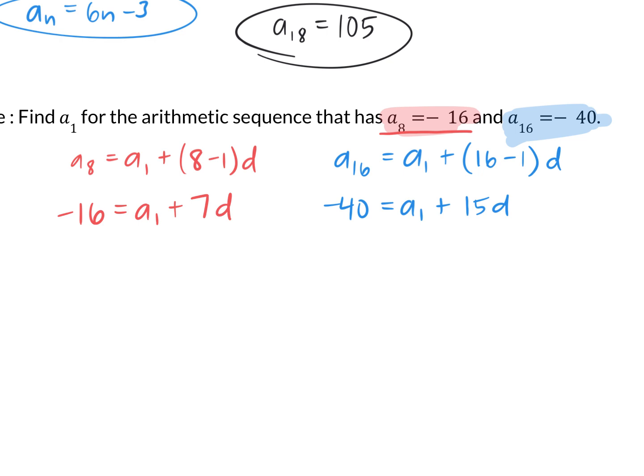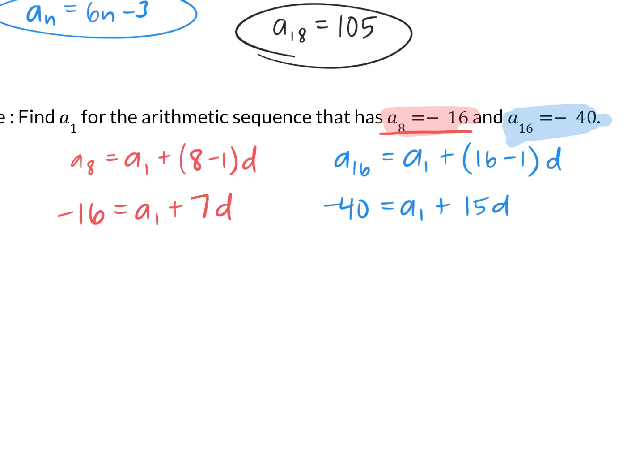And now I have two equations and two unknowns. So we can either solve this by elimination, or we could solve this with substitution. Which one would you guys like to do? Elimination? We all good with that? What variable do we want to eliminate? A sub 1. A sub 1, because they both have a coefficient of 1, right?